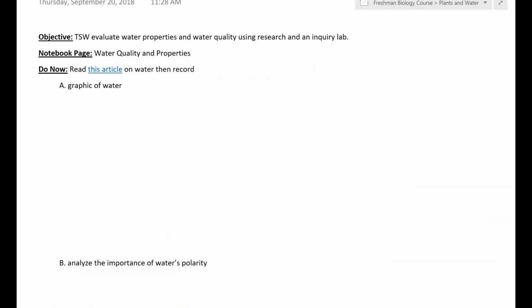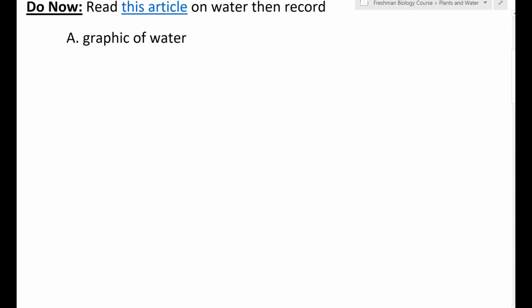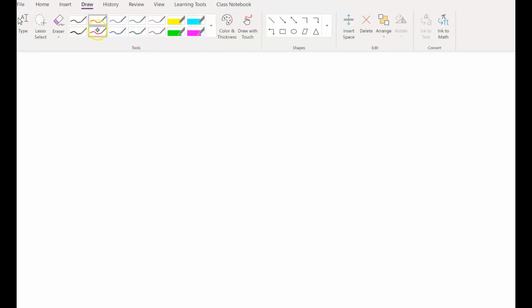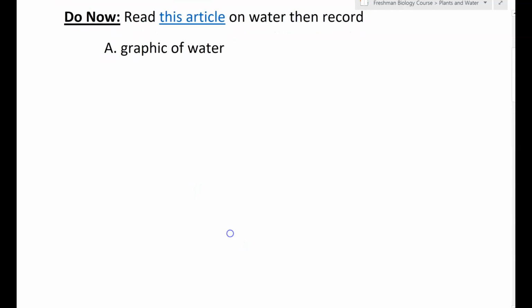All right, this lesson began with you going through an article and first of all taking a look at a graphic of water. So we're going to go ahead and draw water. It's very important that you have a good idea of what the molecular structure of water looks like. So to start with, we're going to take a look at the overall structure of water. The formula for water, as you all know, is H2O. So we've got two hydrogens and one oxygen. So we're looking something like this.